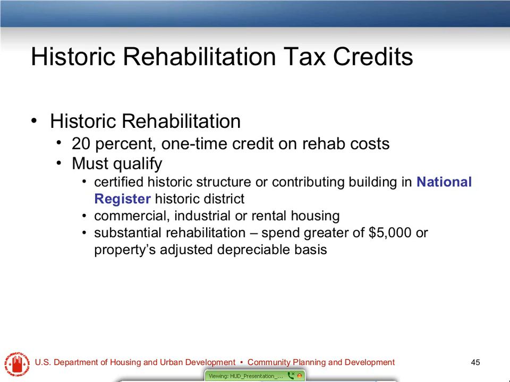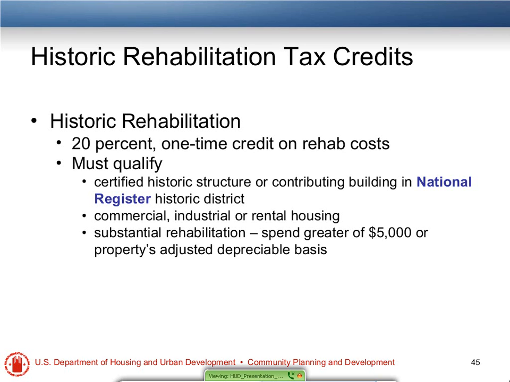You can take the 20% credit on the project if it's a commercial building, if it's an industrial building, or if it's rental housing, but you can't take the federal historic credit for homeownership housing. There are a number of state programs that offer historic credits, and there may be some states that offer a historic rehab credit for homeownership. The federal government currently offers this credit only on income-producing property.